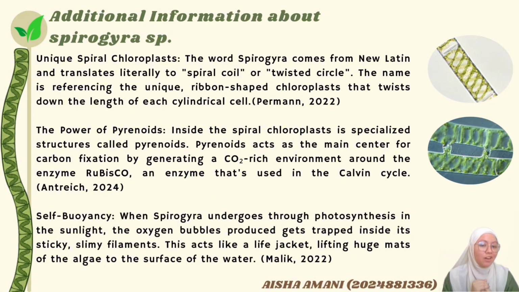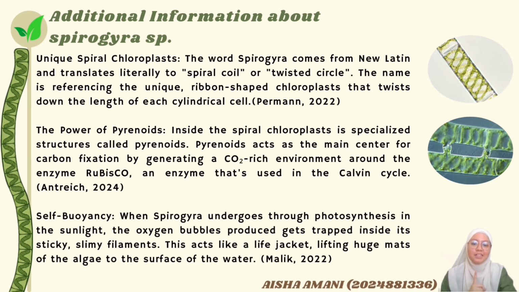Second is the power of pyrenoids. Inside the spiral chloroplast are specialized structures called pyrenoids. My friend has already explained what it is. Now let me explain what it does. Pyrenoids act as a main center for carbon fixation by generating a CO2-rich environment around the enzyme rubisco. Rubisco is an enzyme that is used in the Calvin cycle.